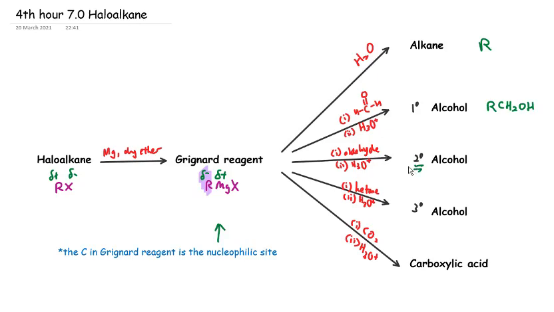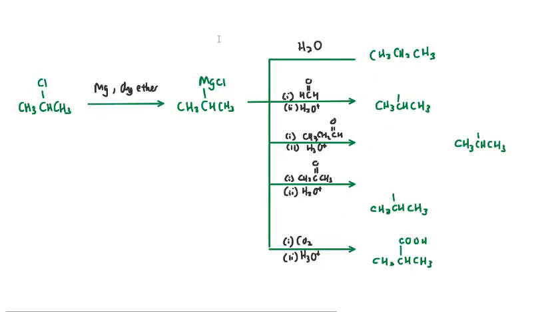The same goes for when you react Grignard reagent with ketone followed by hydrolysis. You are going to produce a tertiary alcohol. It depends on the structure of our ketone. And last one, if you react the Grignard reagent with carbon dioxide followed by hydrolysis, you are going to produce carboxylic acid.